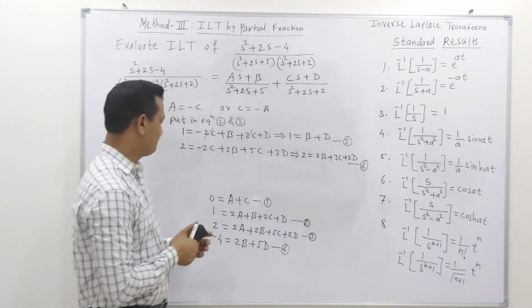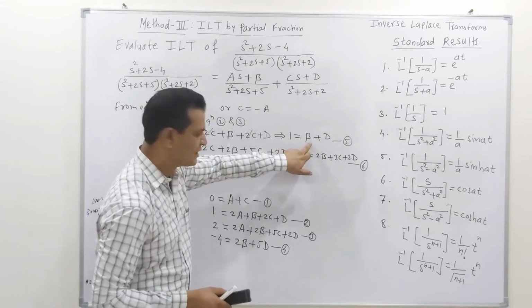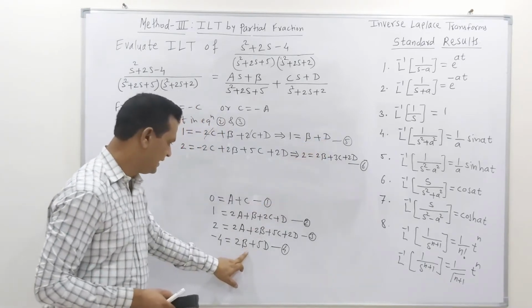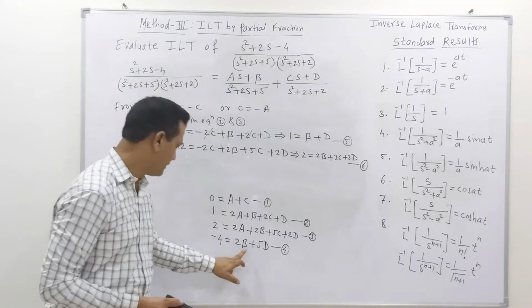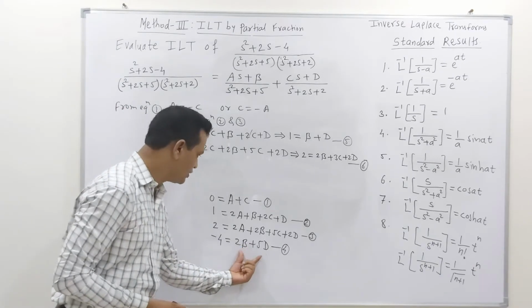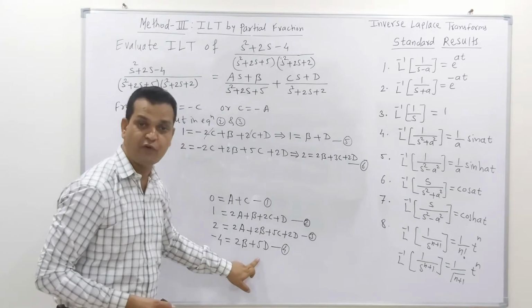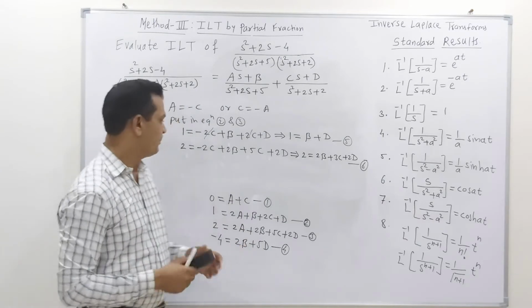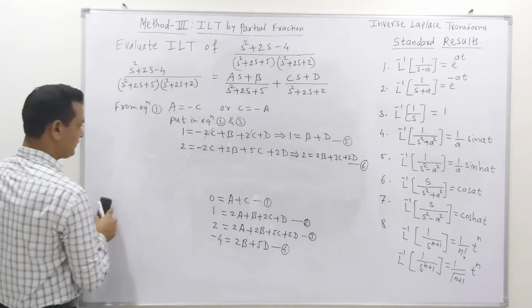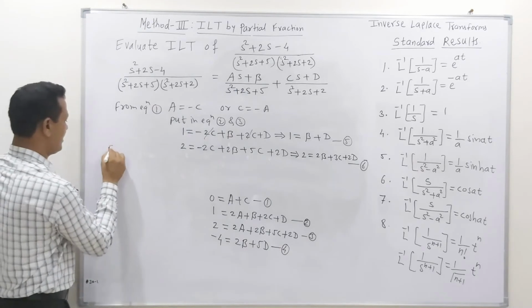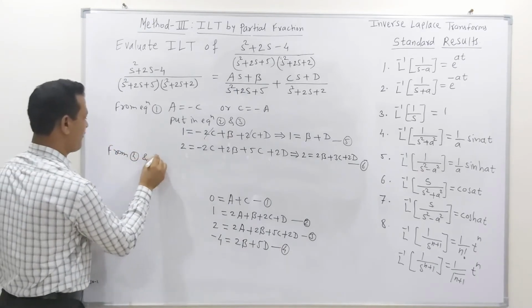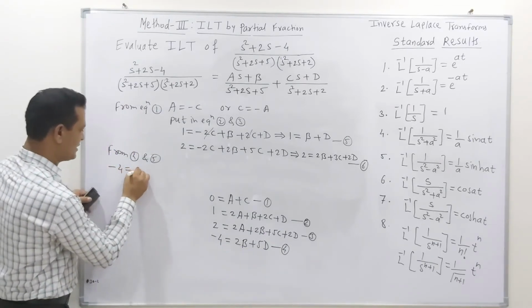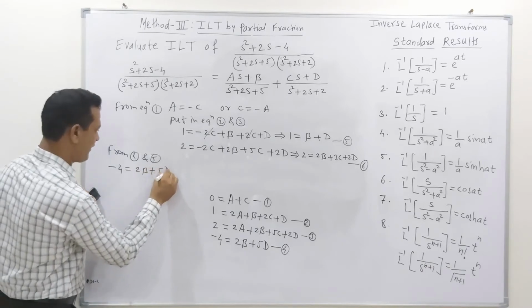But observe that in equation number 5 we get two constants, b and d. Again in equation 4 also there are two constants, which are b and d. That means if we solve equations 5 and 4 simultaneously, then we will get the value of constants b and d. So this is one of the critical examples. So now let's solve equations 4 and 5. What is equation number 4? We can write this as minus 4 is equal to 2b plus 5d.